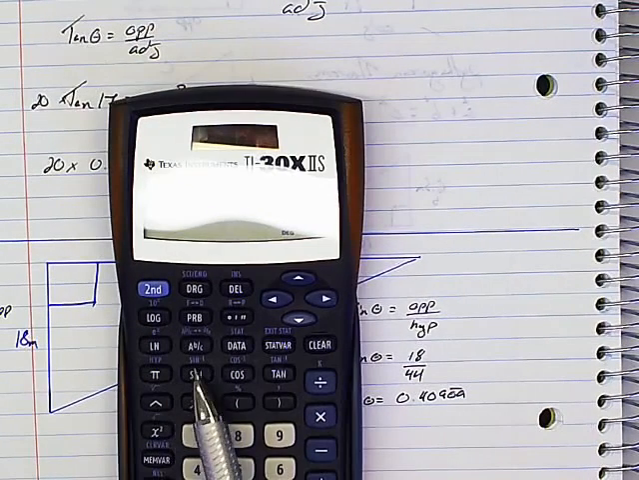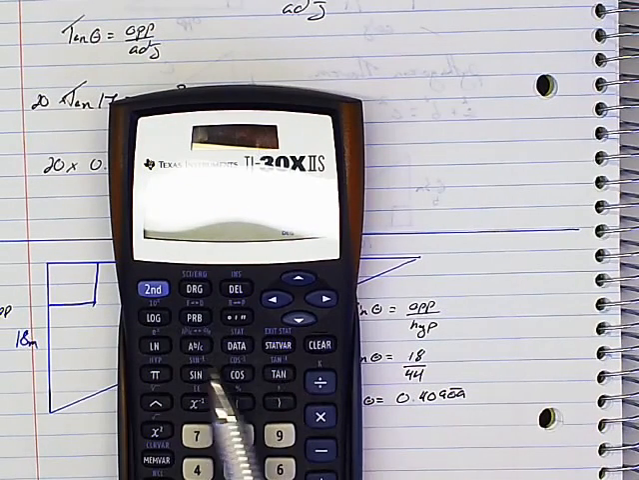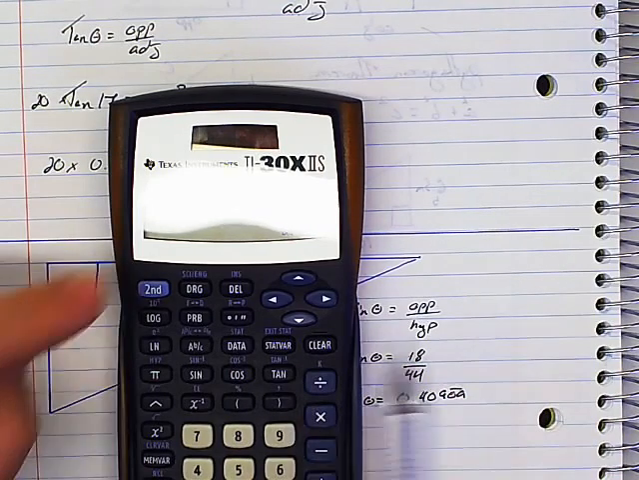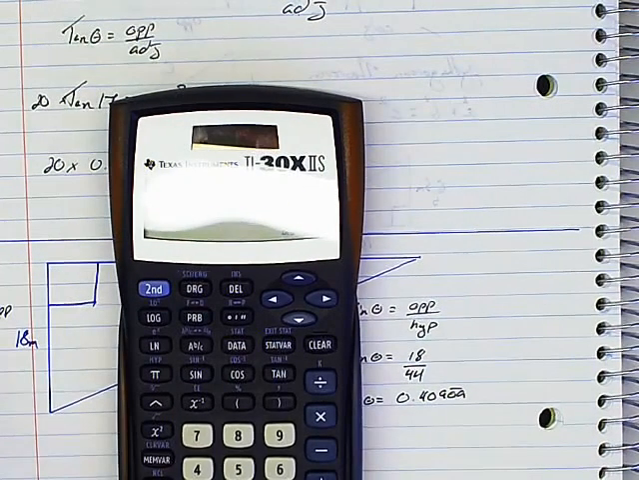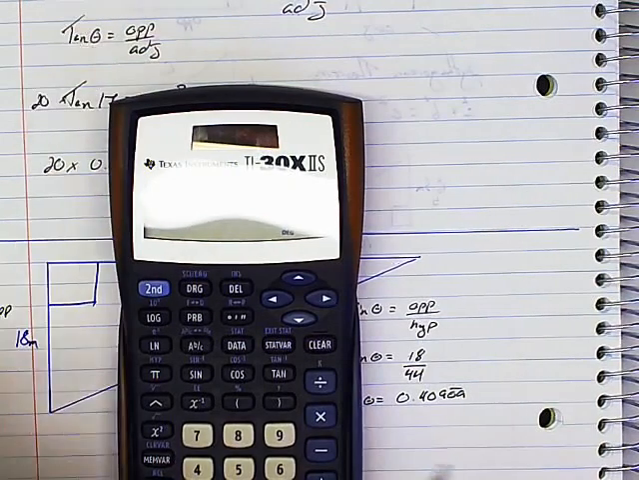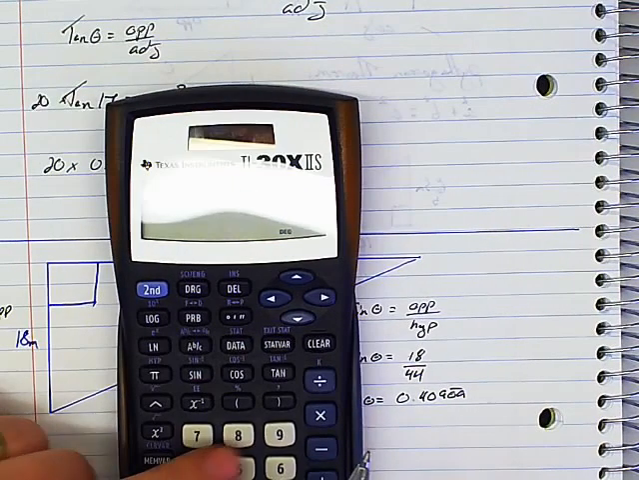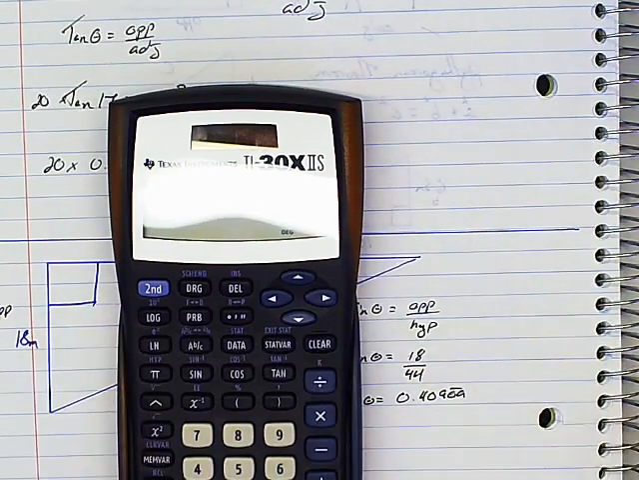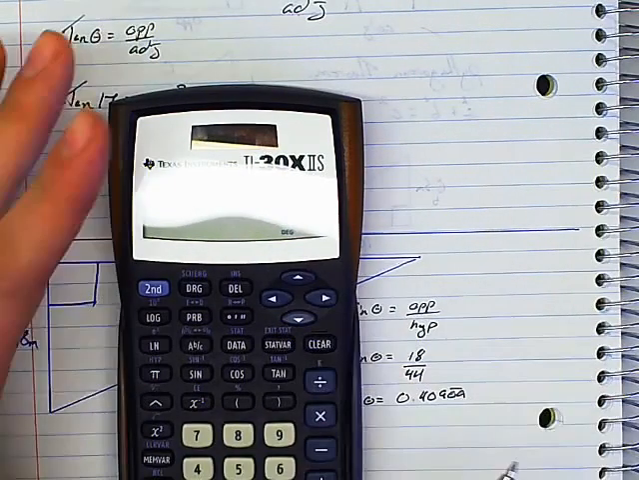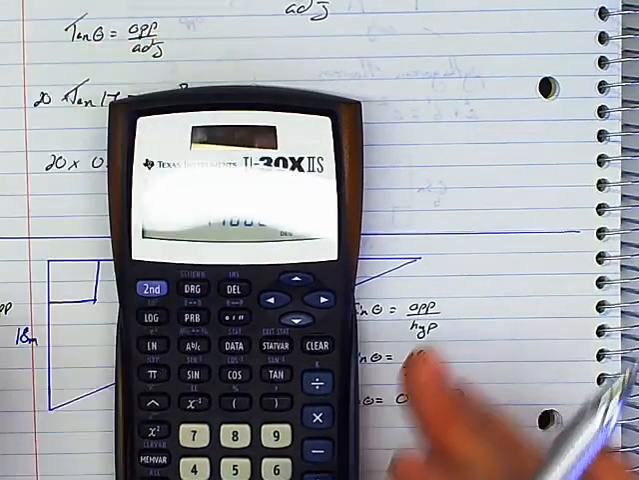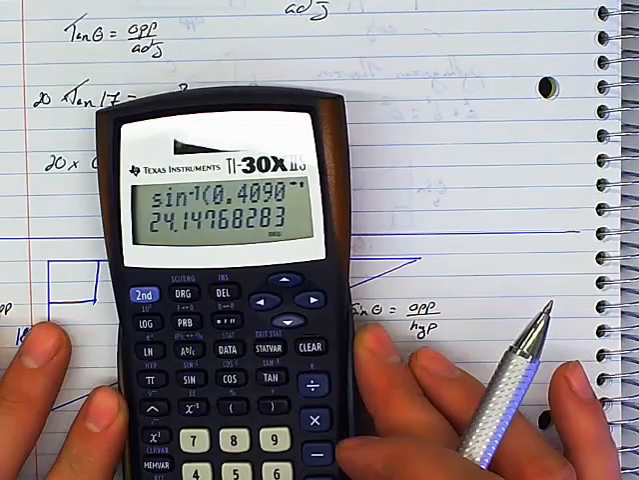Now, you have to go on your calculator and find the inverse function, right? Right above your sine, cos, and tan, you should have sine -1, cos -1, tan -1. You type in inverse sine, sine -1, of that 0.40909. Or you could, in this calculator, actually put in your fraction, 18 divided by 44.